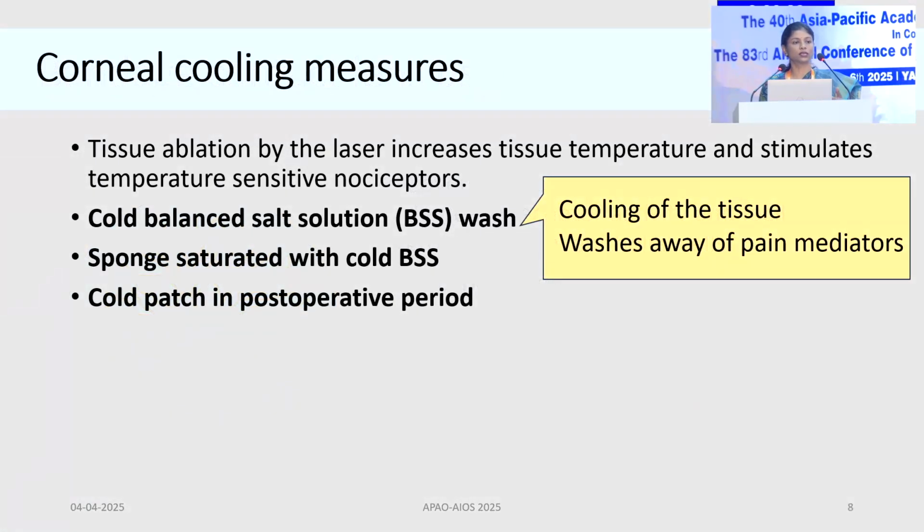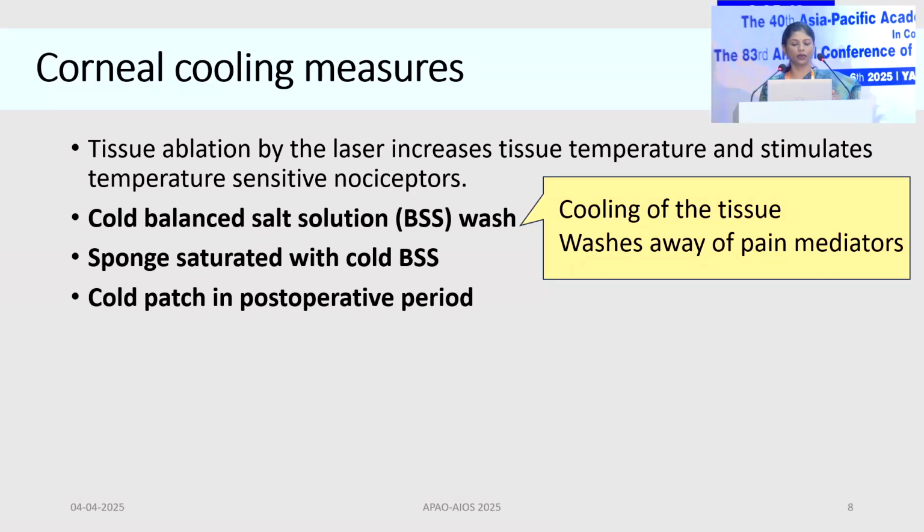Now the simplest method that we can use to reduce the post-PRK discomfort is the corneal cooling measures. The reason behind this is that when we do laser ablation, when the tissue ablates, it creates some kind of heat, and that raises the temperature of the ocular surface. With the rise of temperature, it stimulates the temperature-sensitive nociceptors, and that leads to pain and discomfort. Now the corneal cooling works in two ways.